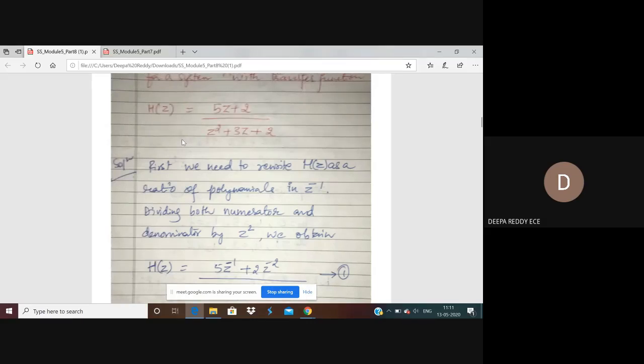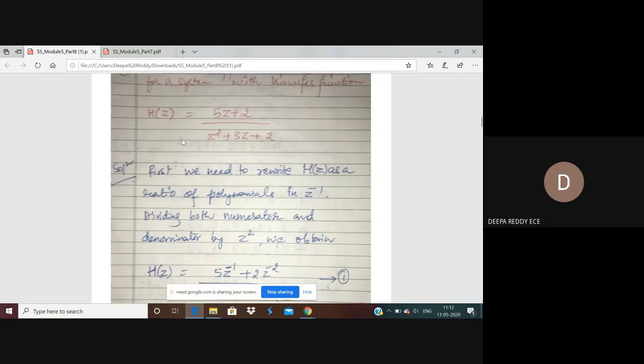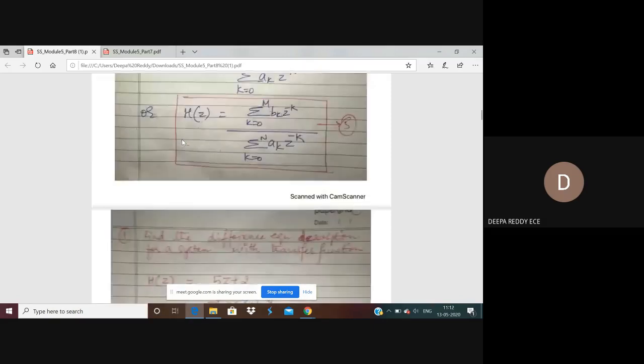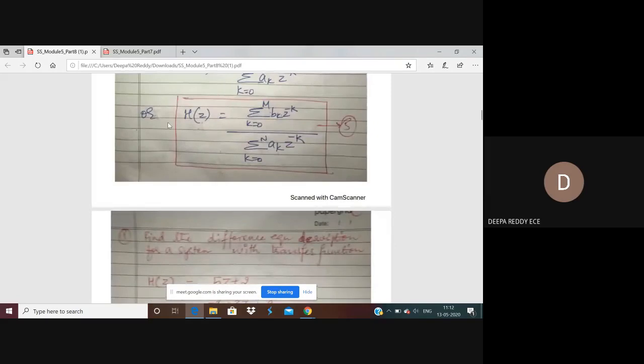So the first step is we have to rewrite this H(z) in the form of polynomials in z to the power of minus 1, because in our difference equation expression we had z to the power of minus k, as you can see in the previous expression. So our H(z) was in which form? Summation 0 to m of bk z to the power of minus k, over summation 0 to n of ak z to the power of minus k. We are talking in terms of negative powers.